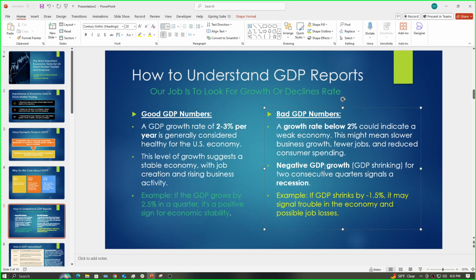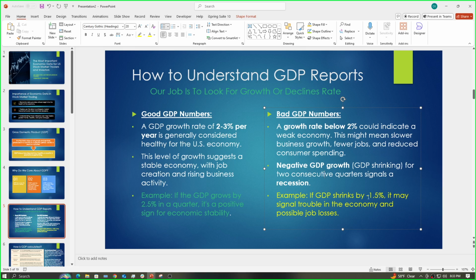Before we move on, example: if GDP shrinks by 1.5%, it may signal trouble in the economy and possible job losses. Is that true or false?